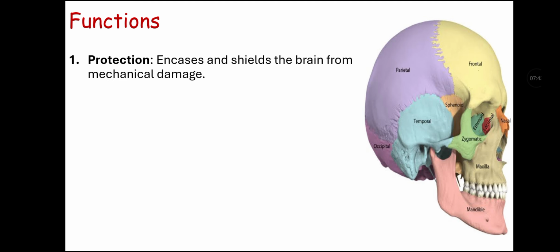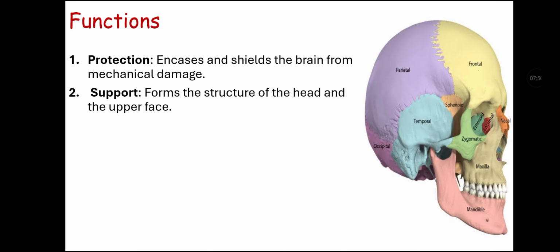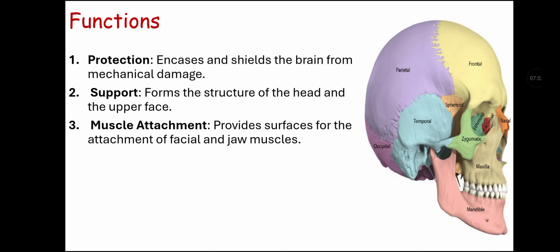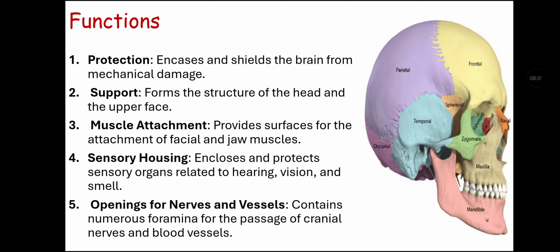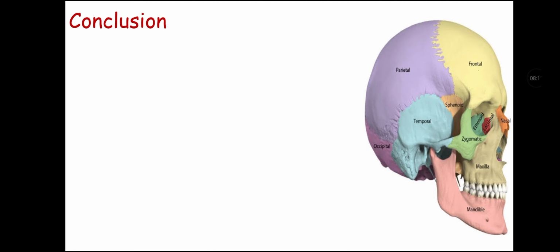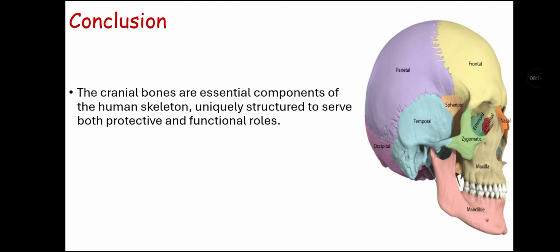Functions of cranial bones. First is protection, as they encase and shield the brain from mechanical damage. Second is support, as they form the structure of the head and the upper face. Third is muscle attachment, as they provide surfaces for attachment of facial and jaw muscles. Fourth is sensory housing, as they enclose and protect sensory organs related to hearing, vision, and smell. And fifth is openings for nerves and vessels, as they contain numerous foramina for the passage of cranial nerves and blood vessels.